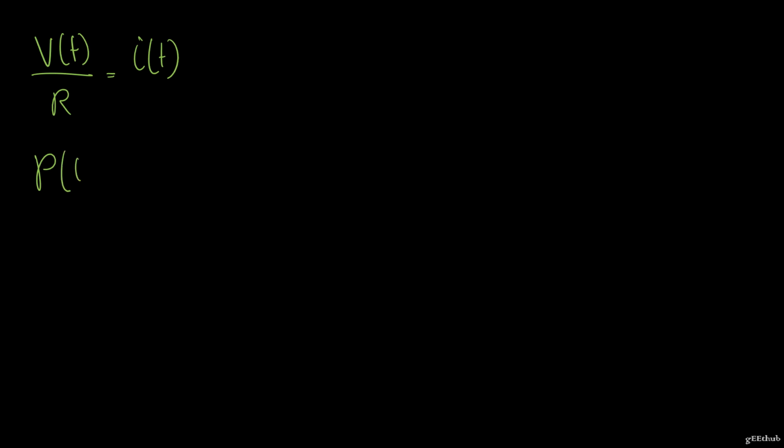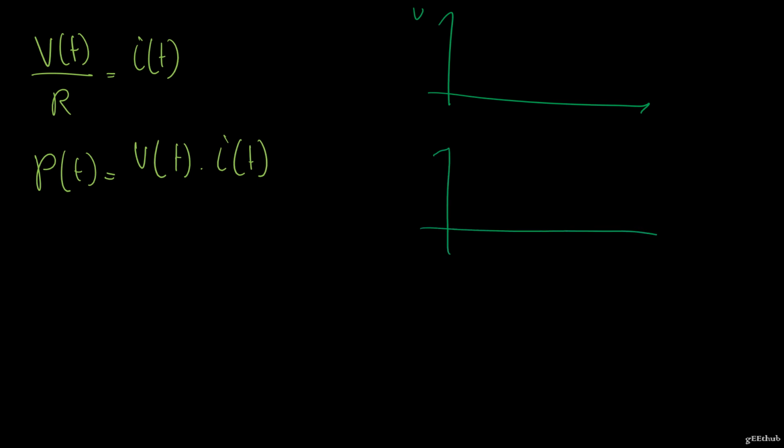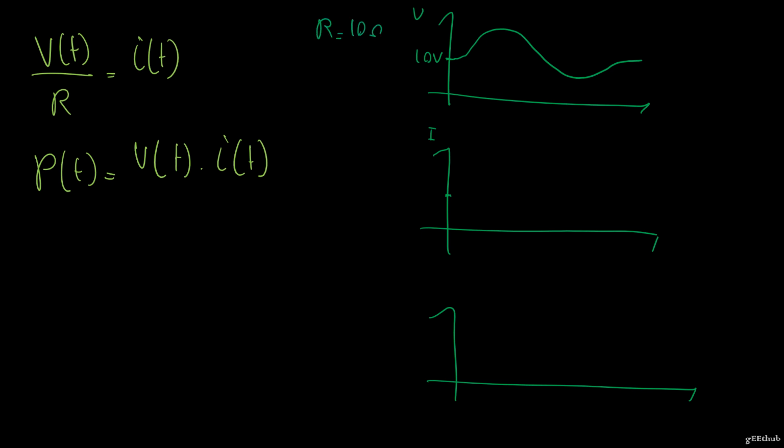Or power P(t) is equal to voltage V(t) times I(t). So let's say I have a voltage source that looks something like this. It starts from 10 volts and does this. And let's say I want to find what my current is, given my resistance is 10 ohms.